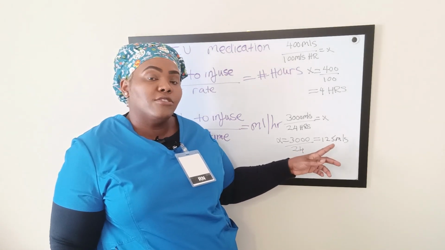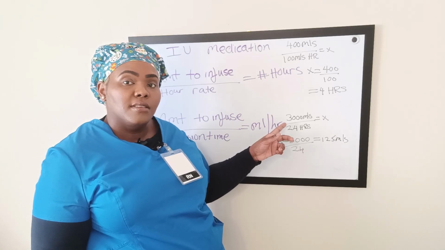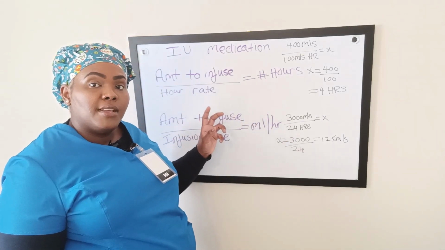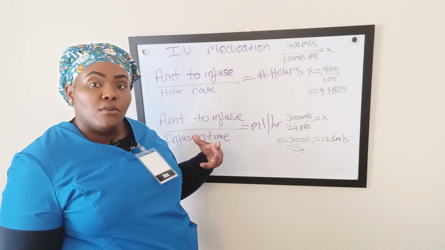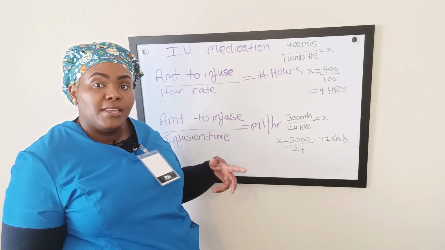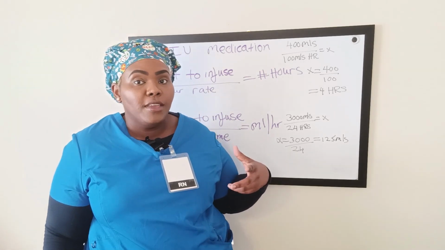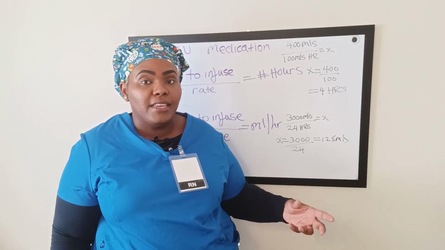125 mils per hour is going to give our patient 3000 mils. So you see, these are the formulas that we use. As I said before, there are many different ways that we calculate medication, but it is to ensure that we give our patients accurate medication.